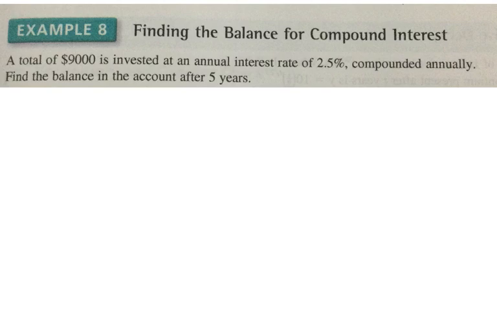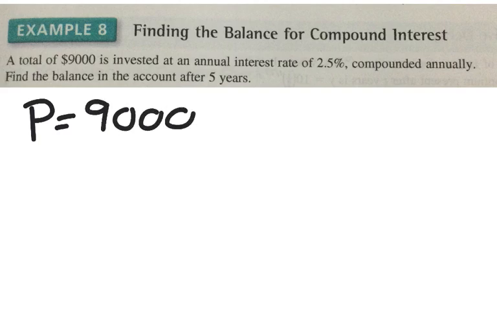Okay, so what's the 9,000? That is the P. P is 9,000. What is 2.5? R. It is the R. So I would want to make that into a decimal. So 2.5% is 0.025.